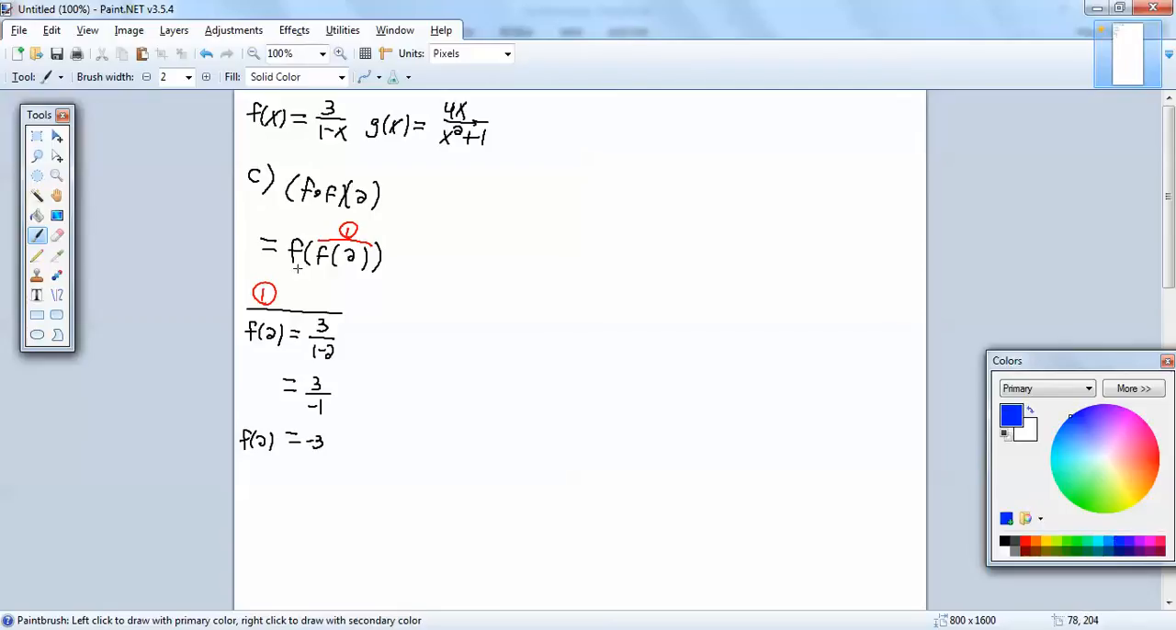So for our second part, we're going to focus on the outer now. We now know what f of 2 is equal to, so we're going to replace the f of 2 right here with negative 3. So this becomes f of negative 3. So we'll go to our f of x, and everywhere we have an x, we'll put a negative 3. So I got 3 over 1 minus negative 3. Negative negative becomes positive, so we got 1 plus 3, or 3/4. And that's our answer.